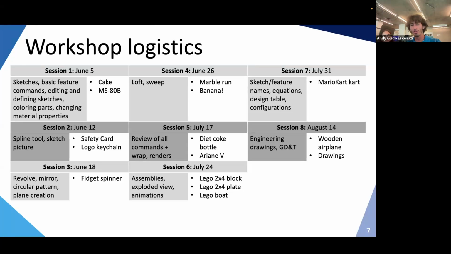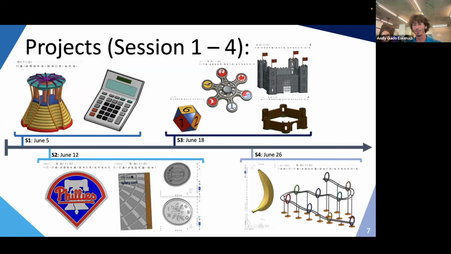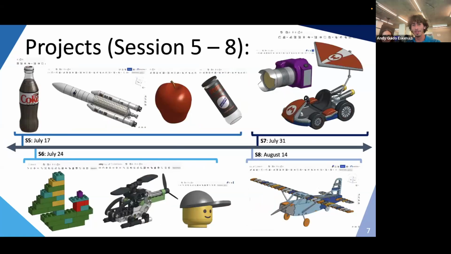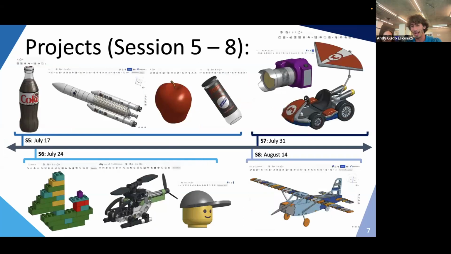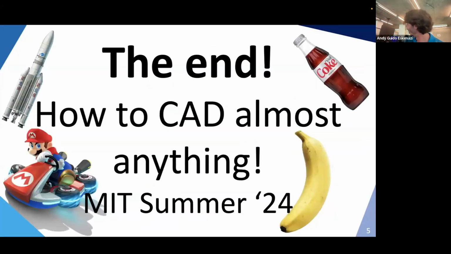But I think more than looking at the specific stuff on the syllabus, it's more about looking at the pictures. So this was weeks 1 through 4, sessions 1 through 4. A variety of interesting items, but I like 5 through 8 a little bit better, which was the second half. And yes, it's how to CAD almost anything. We went from a relatively simple calculator to a more complex airplane, and perhaps the levels of difficulty oscillated a little bit. But that's it. That's the end of this class.